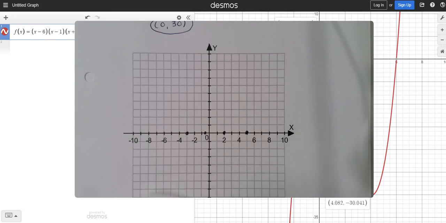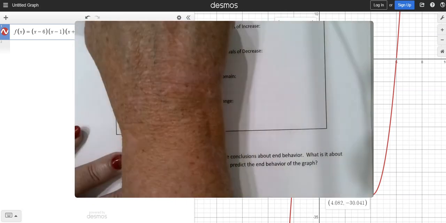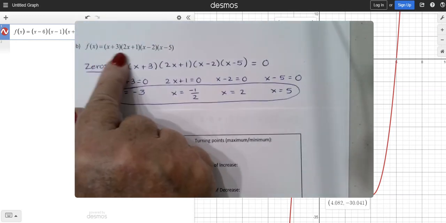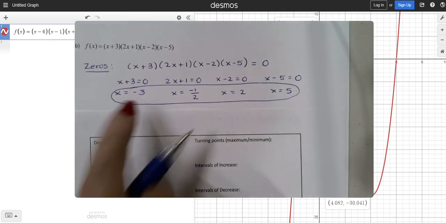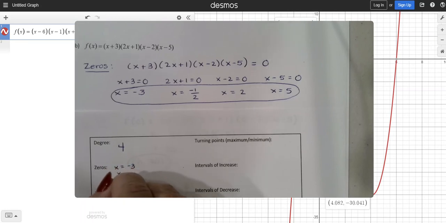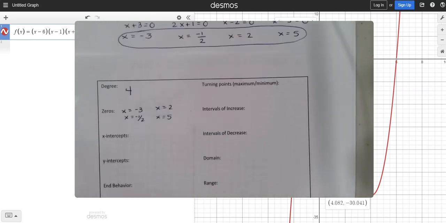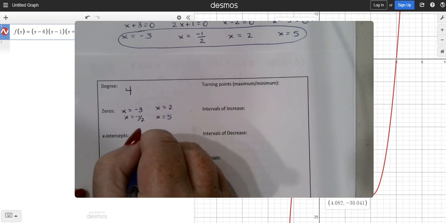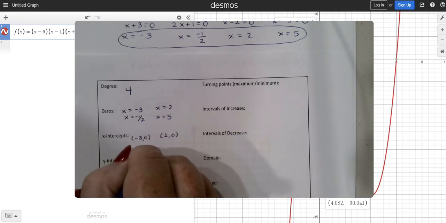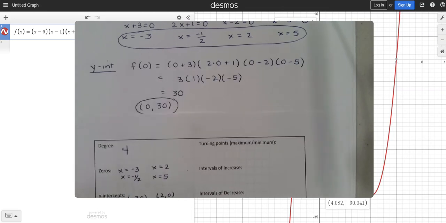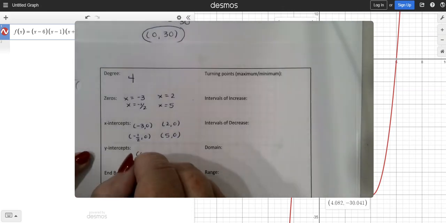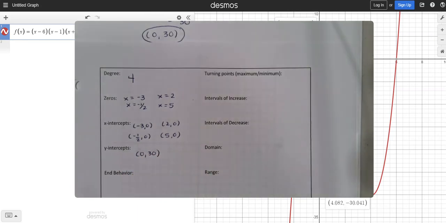So let's write down what we know so far. I would have multiplied x by itself 4 times, so this is going to be an x to the 4th, or degree 4. The zeros are listed right here, and it doesn't take much to turn those into the x-intercepts. Just put those y equals 0s in there. The y-intercept was (0, 30). All right, to do the rest of this, we're going to go ahead and get the graph first, and then we should be able to answer the rest of these questions.